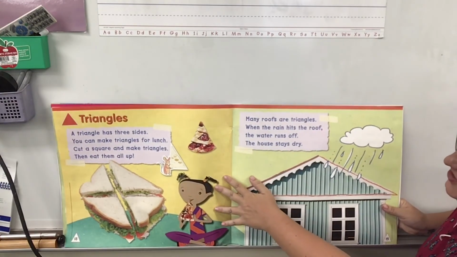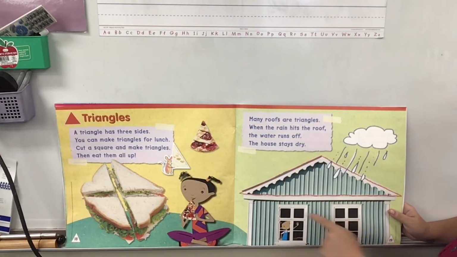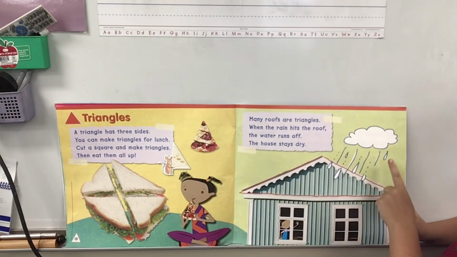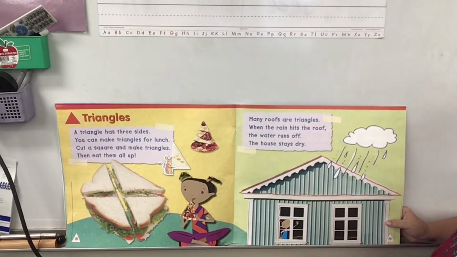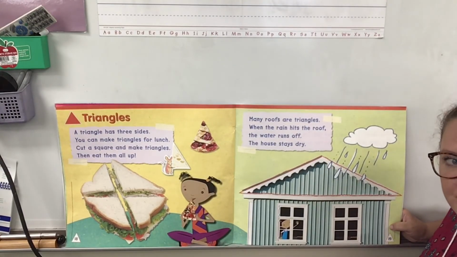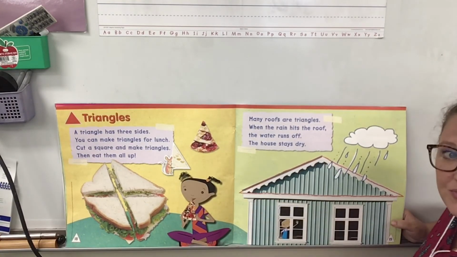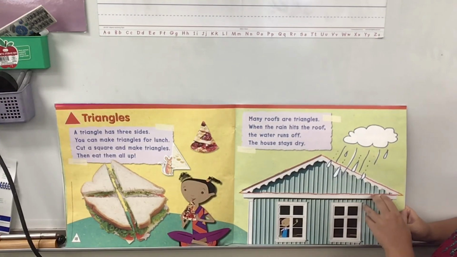On this page, look at the building. Many roofs are triangles. When the rain hits the roof, the water runs off. Then the house stays dry. So there's a really good reason why some roofs are triangle shaped. Interesting.